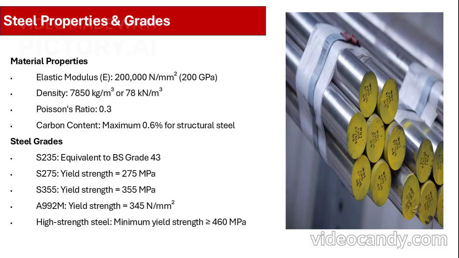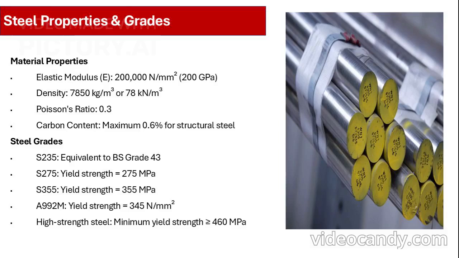Understanding steel properties and grades is essential in structural design. Structural steel has a high stiffness with an elastic modulus of 200 gigapascals and a density of 7,850 kilograms per cubic meter, 78 kilonewton per cubic meter, used for dead load calculations. The Poisson's ratio is 0.3, and carbon content is limited to 0.6% to maintain ductility.